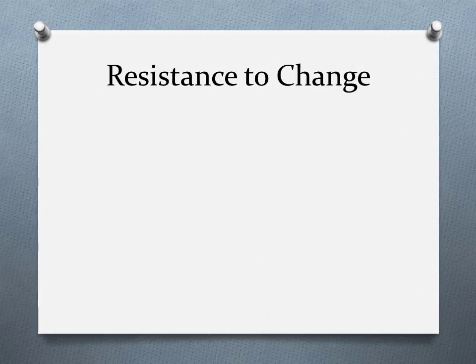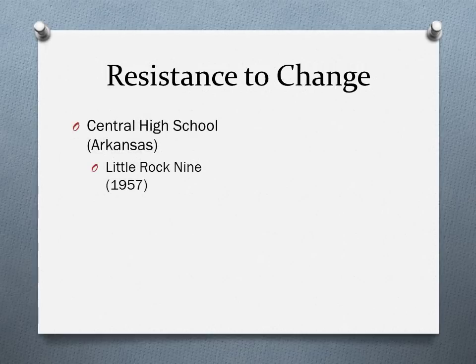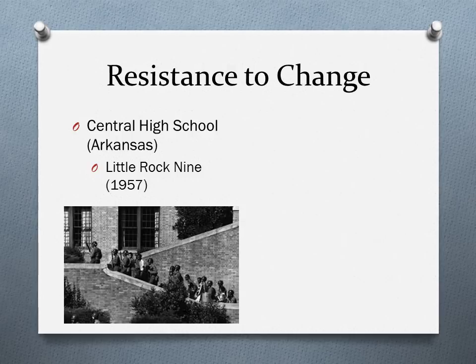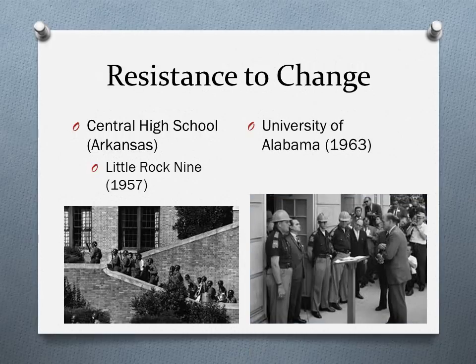There were several major issues that would ensue in the coming years following the Brown decision, the first of which took place at Central High School in Arkansas, in which the Little Rock Nine, the first nine African-American students admitted to this public high school, had to be escorted in by armed guards sent by President Eisenhower. Just six years later, at the University of Alabama, Governor George Wallace tried to prevent the first group of African-American students from entering the University of Alabama.